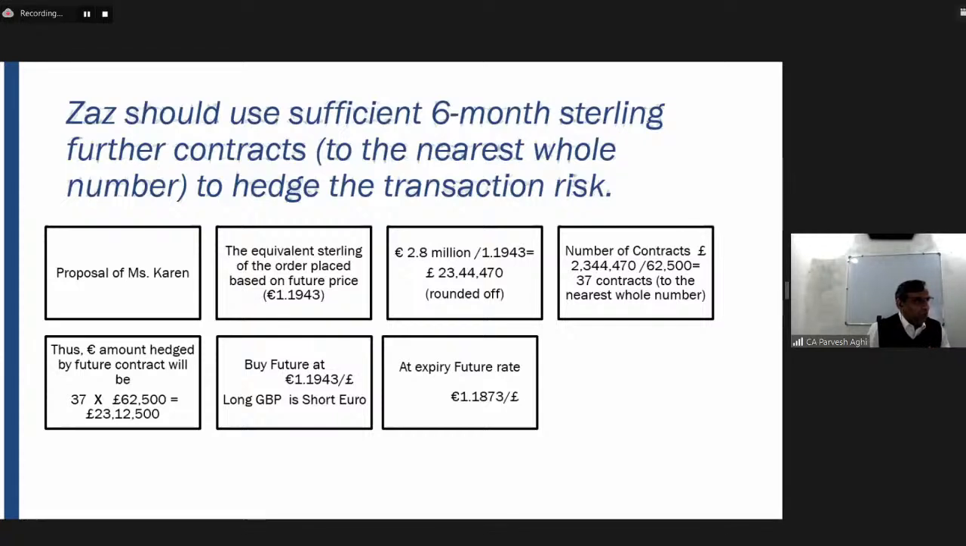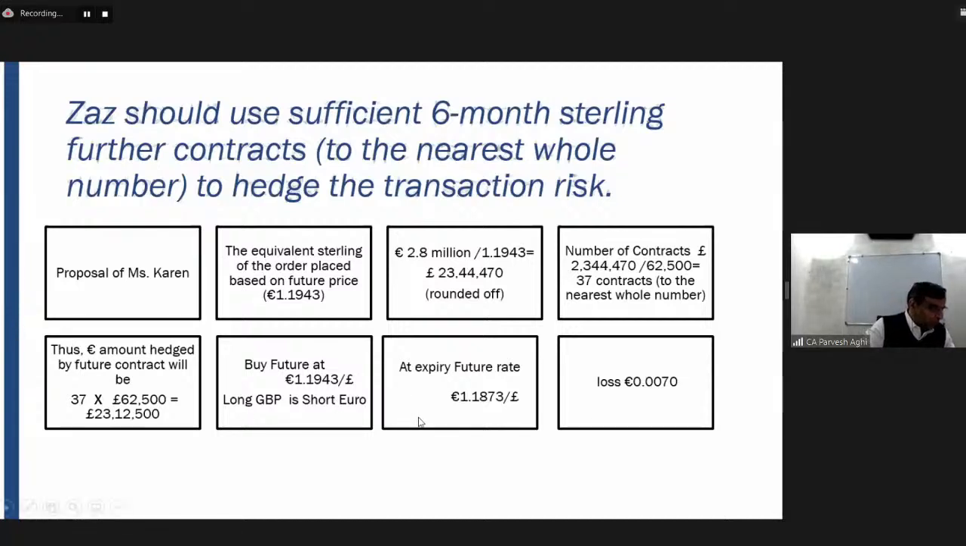So he took a long position in pounds, but the pound has gone down to 1.1873. That means he'll be losing money, so there's a loss. The difference is the loss. That is 1.1943 minus 1.1873.